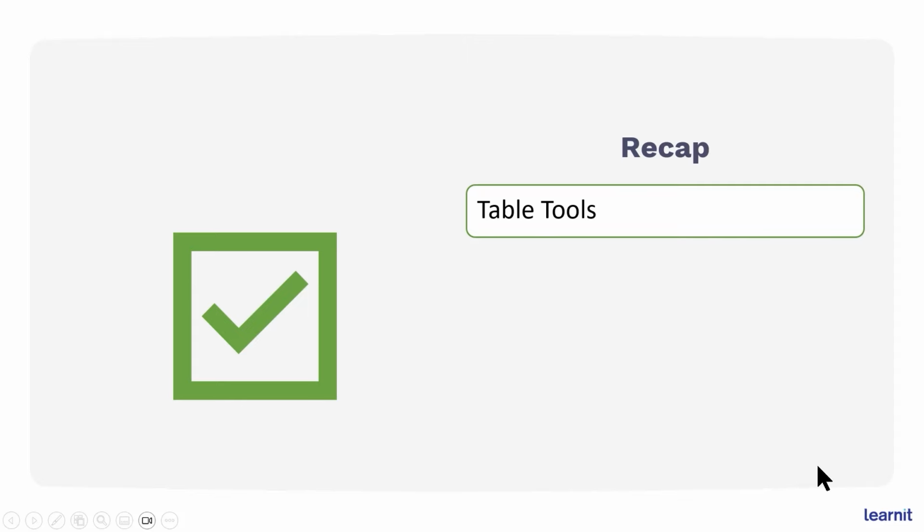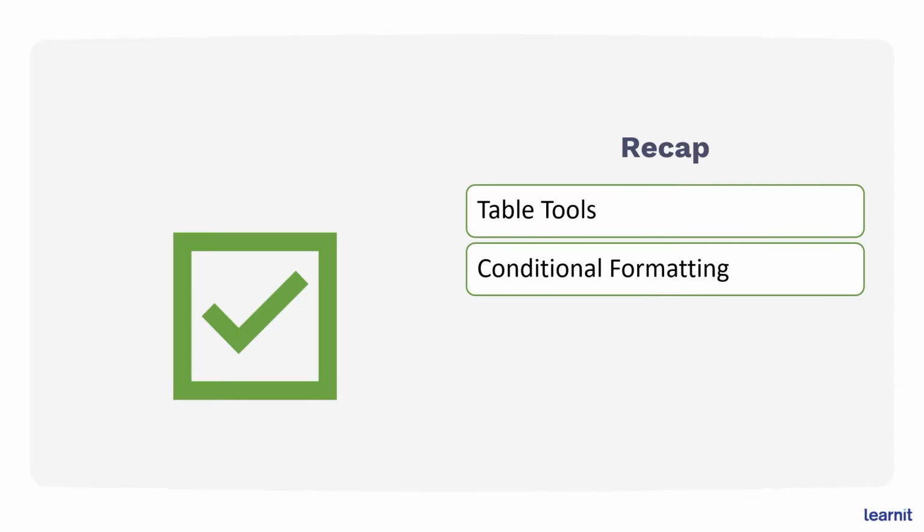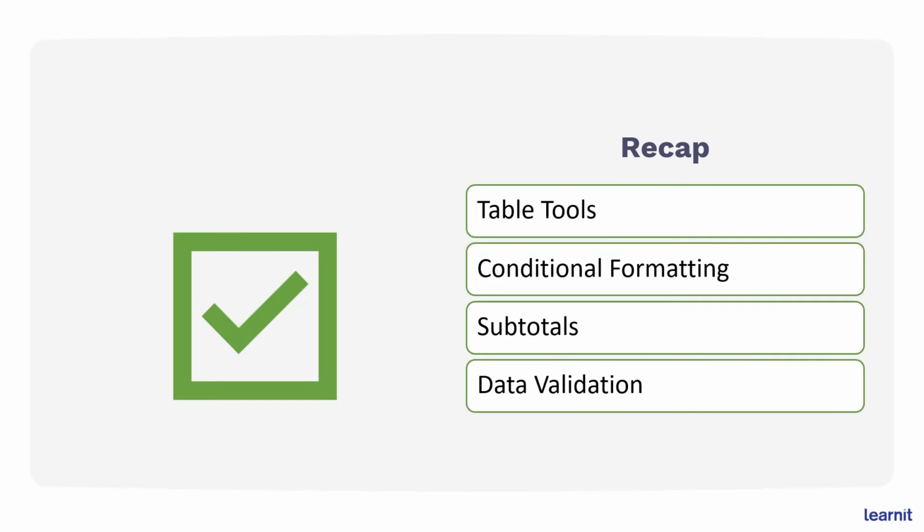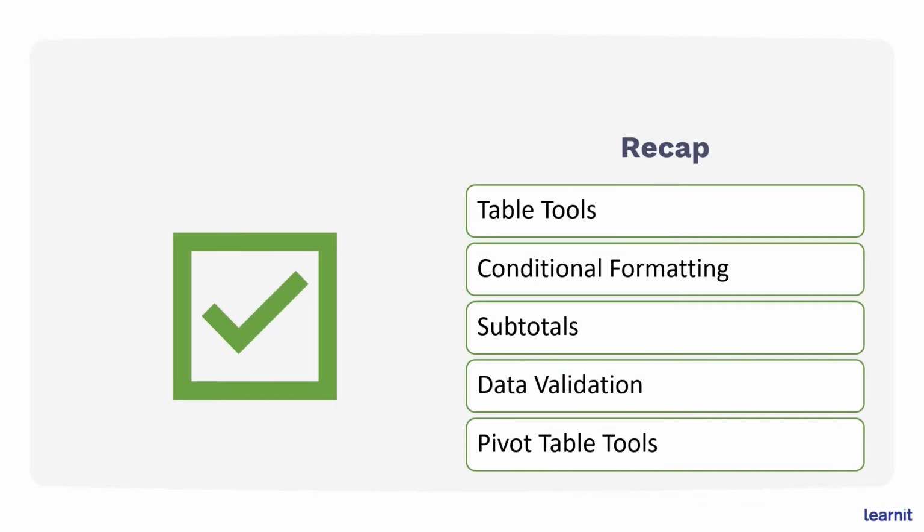So that wraps up our Module 2. Just as a recap, we're able to take a look at some table tools. We're able to utilize conditional formatting for some color visuals. We're able to take a look at the Subtotals tool. And we're able to take a look at data validation as well. And finally, we spent some time taking a look at various pivot table tools.